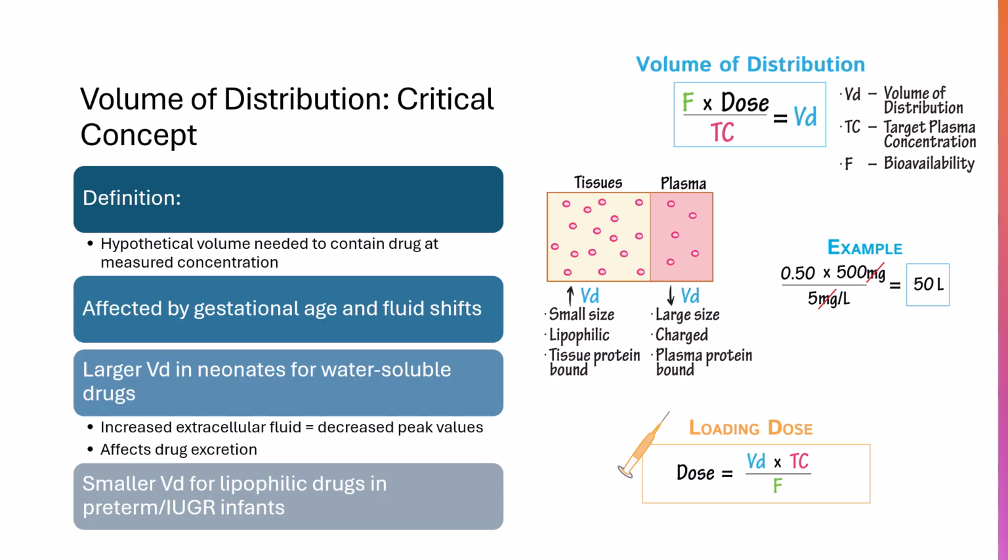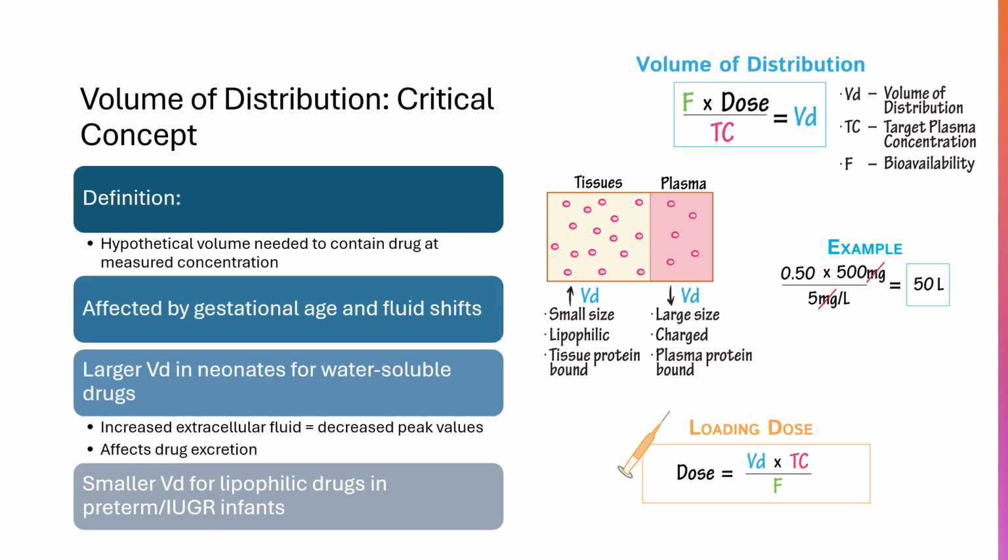Volume of distribution is a critical concept that appears frequently on the exam. It's a hypothetical volume needed to contain the drug at the measured concentration, not an actual physical space. This is affected by gestational age and fluid shifts. Water-soluble drugs have a larger volume of distribution in neonates due to their increased extracellular fluid. This larger volume of distribution decreases peak values and affects drug excretion.